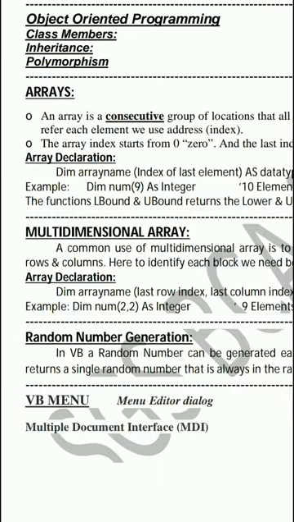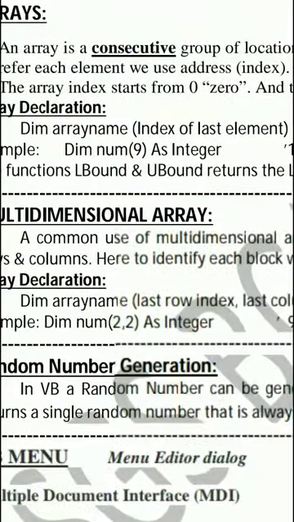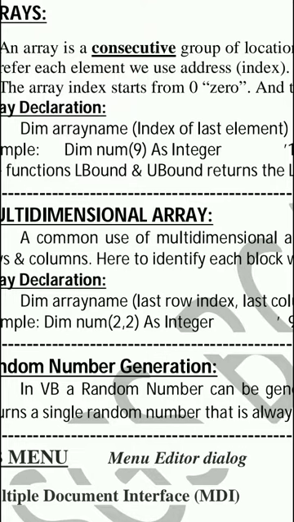If the data is more, then it's very difficult to handle at once. So in case the data is of the same data type, we use a concept called arrays. An array is a group of elements of the same data type which is processed using the index. In VB, an array is declared in this style: Dim array name, and in brackets we mention the index of the last element. So in this example, Dim num(9) As Integer, num(9) means there are a total of 10 elements. The first index starts from 0 and the last index ends at 9.